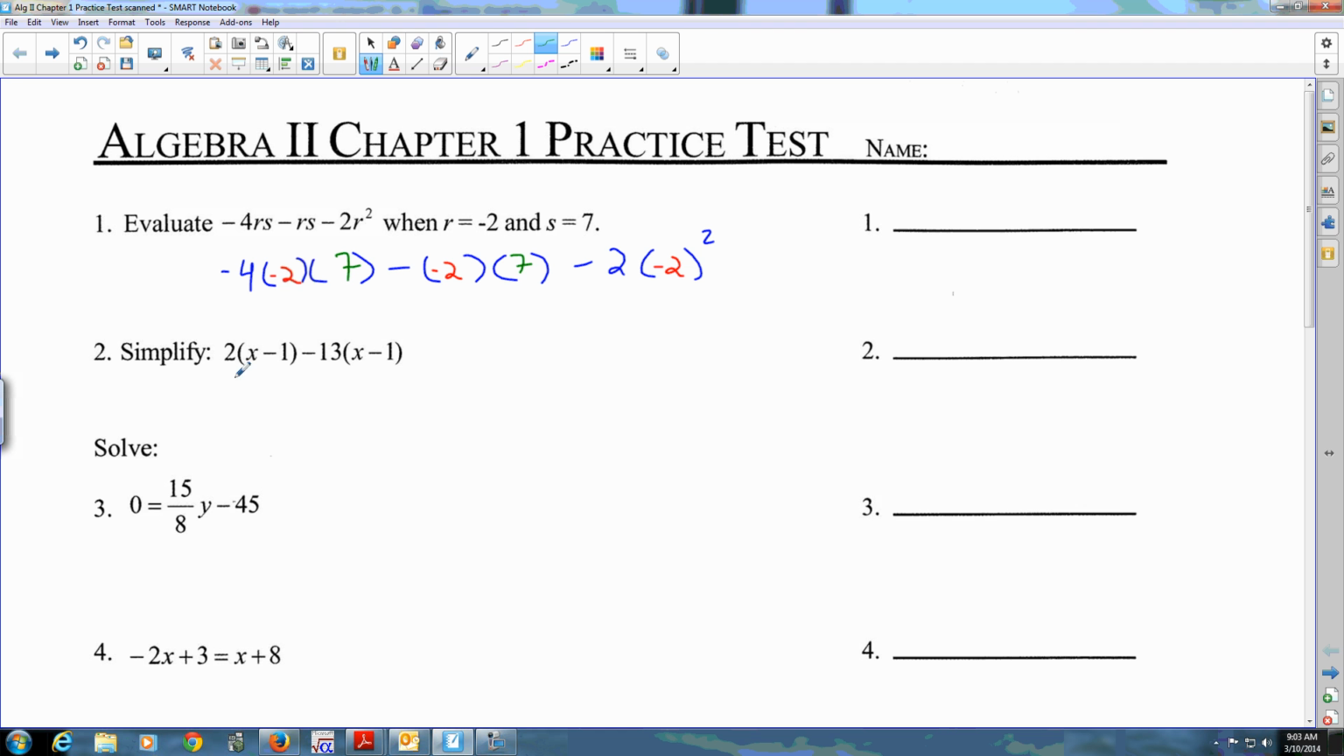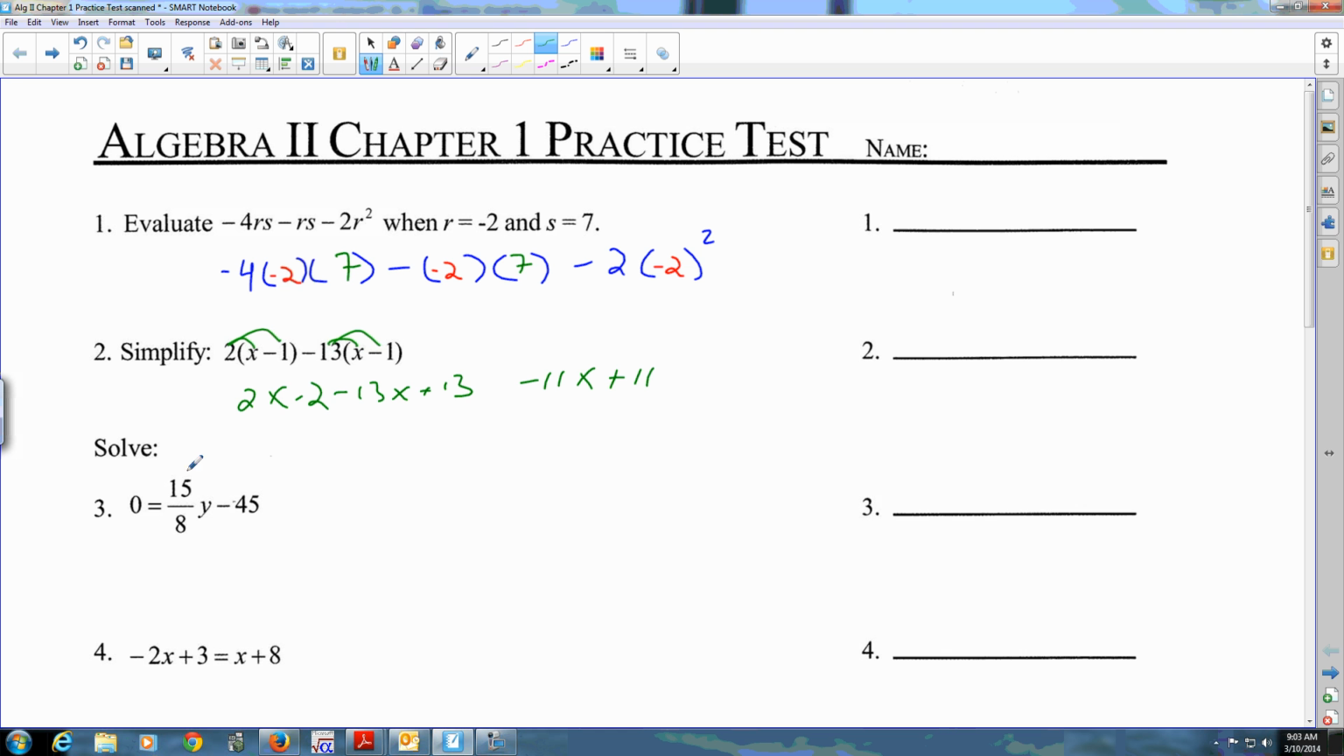Okay? This one, you're just distributing this in. So you'd have 2x minus 2 minus 13x plus 13. So you'd have minus 11x plus 11.